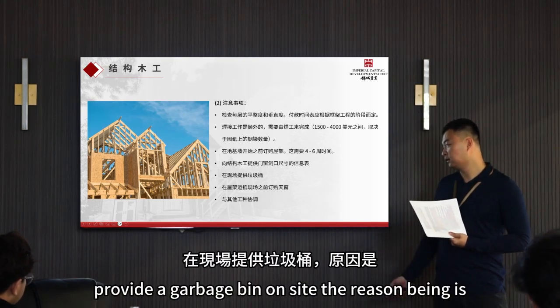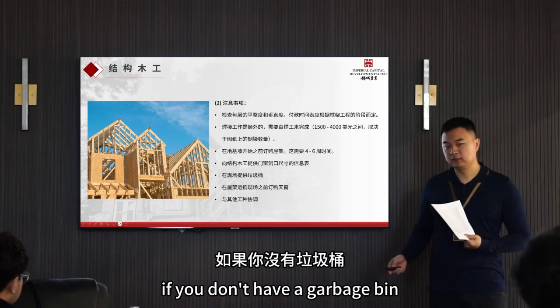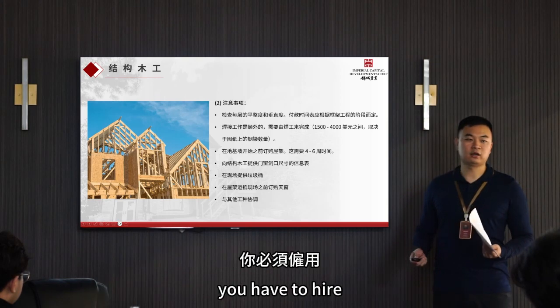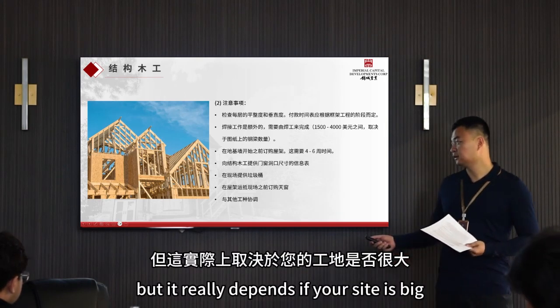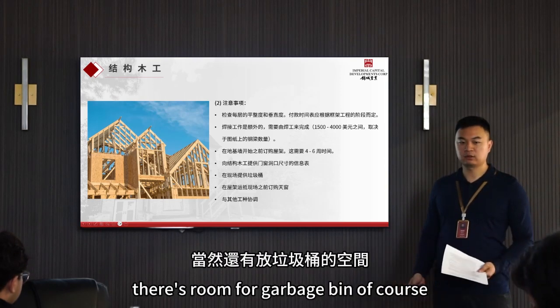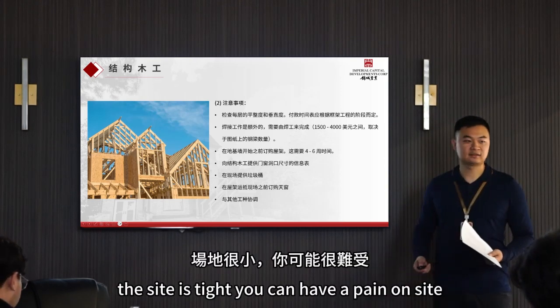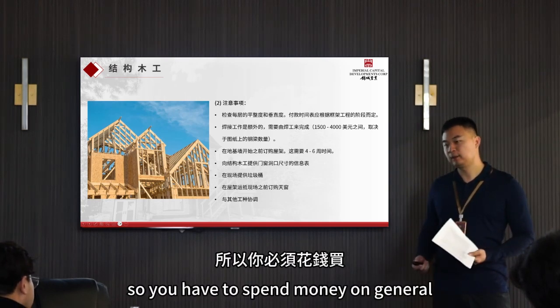Provide a garbage bin on site. The reason being is, if you don't have a garbage bin, the framer will just pile all their garbages into a pile. You have to hire general labor, come and put it into the bin. But it really depends. If your site is big, there's room for a garbage bin, of course, it's ideal. But sometimes the site is tight, you can't have a bin on site, so you have to spend money on general labor.